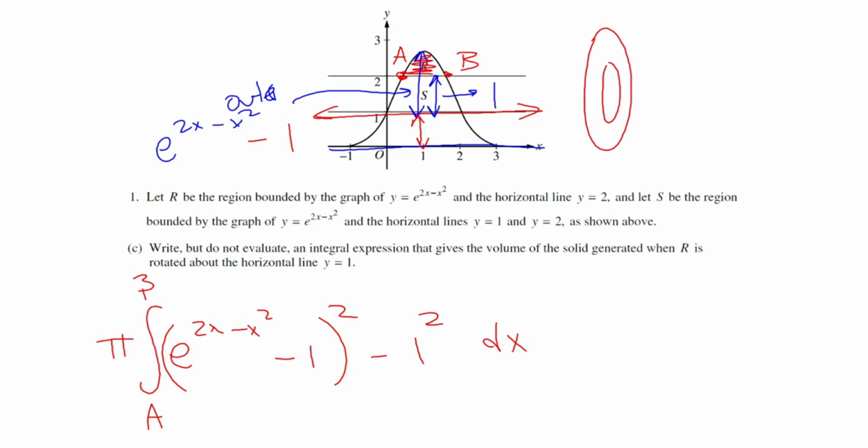They gave you 3 points for that one. They gave you 2 points for having the correct integrand, and 1 point for having the constant of pi with the correct limits from A to B out in front there. And that's the end of this area and volume FRQ, question number 1 from the 2007 Form B AP Calculus AB exam.